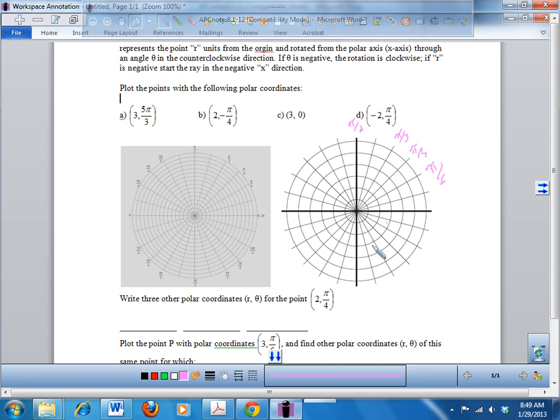So this here would be that point, (3, 5 pi over 3). And since pi over 3 is 60 degrees, 5 times 60 degrees would be 300 degrees, right? Okay? You get that? Yes, sir. How do I get this part? Pi over 3 is 60 degrees, right? So there's 1 pi over 3.